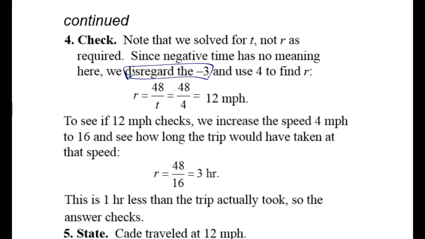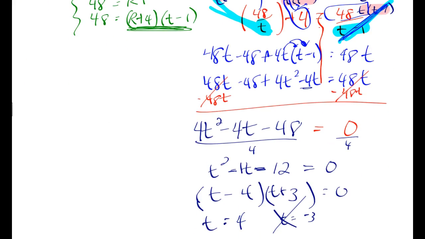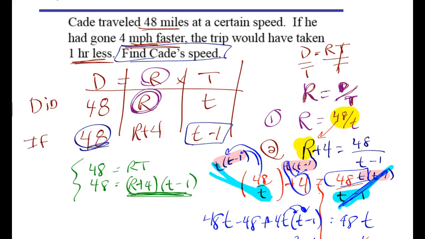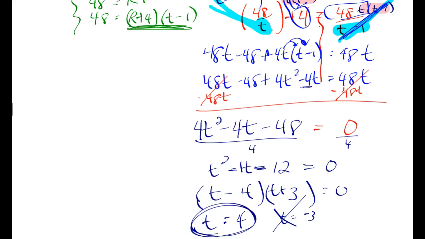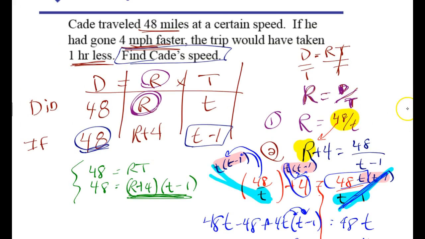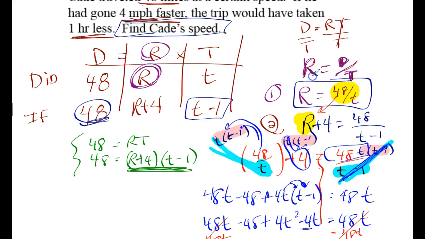Oh, we forgot to answer the question. Shoot. The original question said, find Cade's speed. Well, we ended up with time. So his time is 4, what is it, minutes, 4 hours. So we're actually going to plug that 4 back into this formula here, which says r is equal to 48 divided by the time.